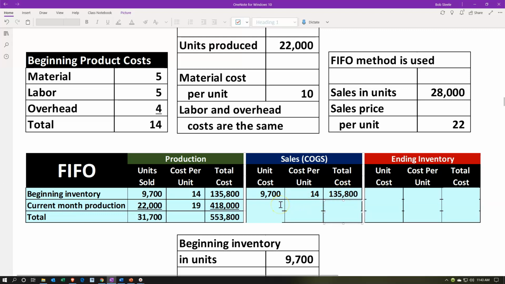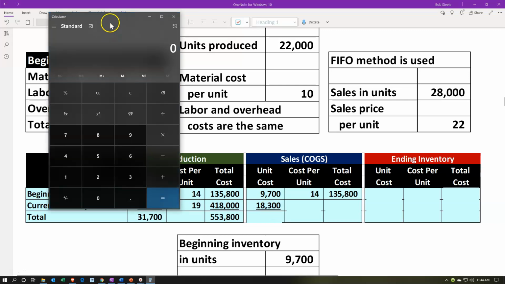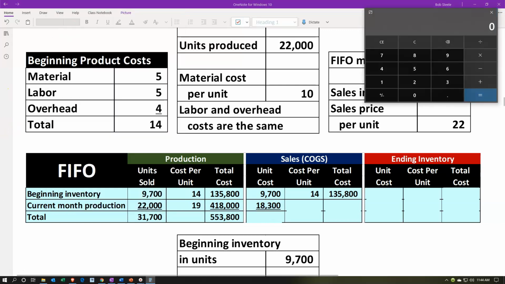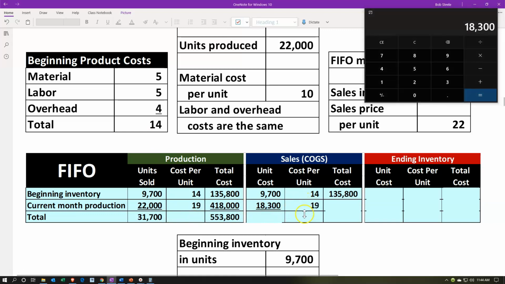So the cost of goods sold is going to be that 9,700 times 14, not 22, that's the sales price, times 14. That's going to give us the 135,800. Then we're going to say the difference is what we sold to get to that 28,000. In other words, if we sold 28,000, the math would look like this. We're going to take the 28,000 minus the prior portion, 9,700. That means we sold another 18,300 of the 22,000 that were at the price of 19.